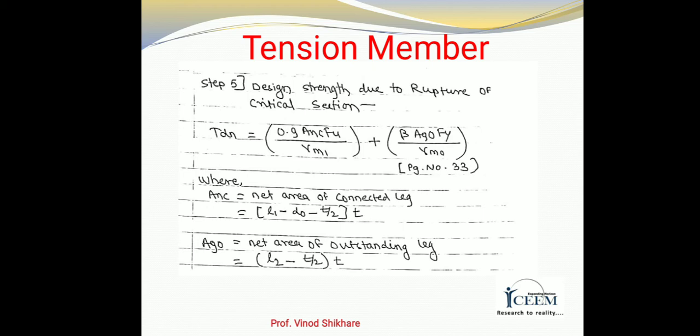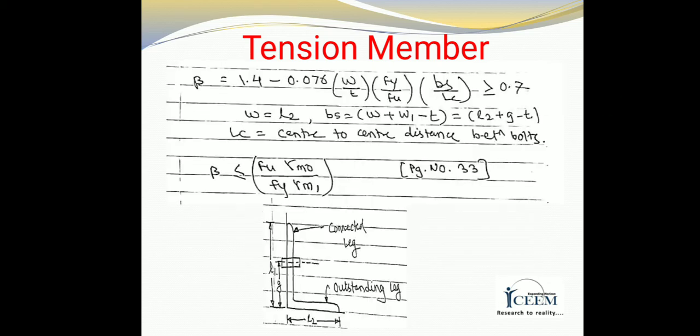is given by ANC equal to L1 minus D0 minus T by 2 into T, and A0 is the net area of outstanding leg, given as L2 minus T by 2 into T. The dimensions or designation L1, L2 and G are given in the figure.